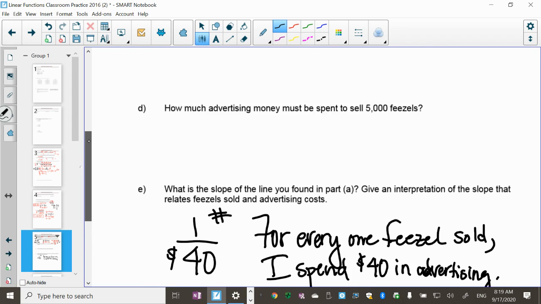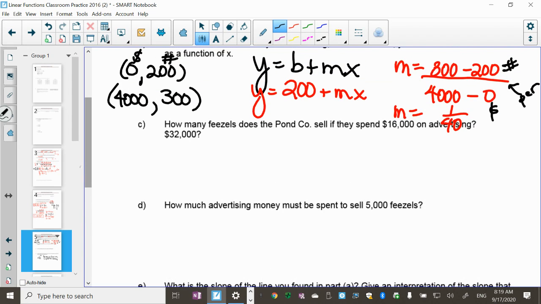So let's go back up. I'm actually going to come up with my formula here. So y equals 200 plus 1 over 40x. And I'm going to label the crap out of it because Mrs. Pond said to. So this is the number of feasels, and this is going to be the money. Now, when I ask you questions, it's wicked easy to do.